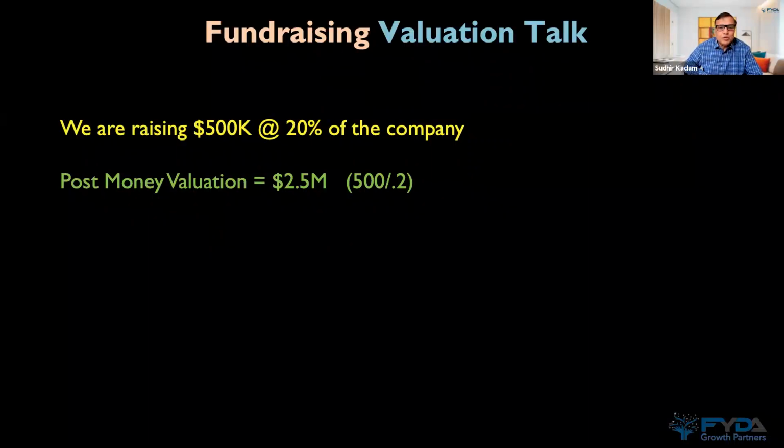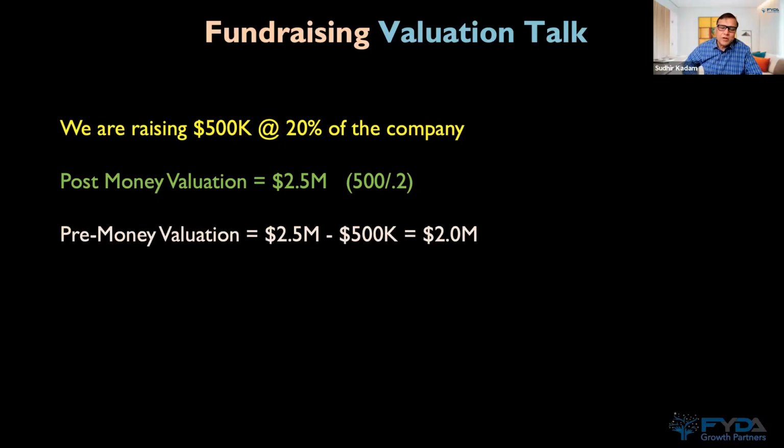My post-money valuation is now 2.5 million, just based on this statement. How is that? Because 500K is going to be 20%, so what is the whole? It is 2.5 million, right? It's simple arithmetic. So when you use that statement, I'm raising 500K at 20%, you are declaring your post-money valuation. So be clear in your mind when you do that.